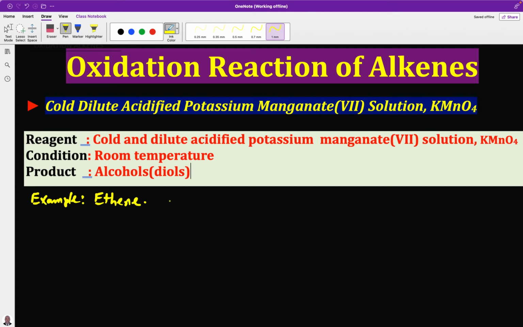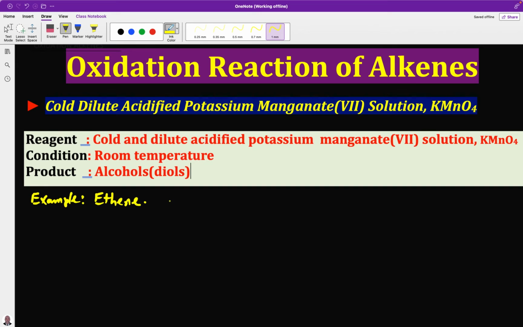due to the fact that ethane 1,2-diol is formed. So when a reaction occurs, the color will definitely change. There will be decolorization of the purple color to colorless as a result of the formation of ethane 1,2-diol.